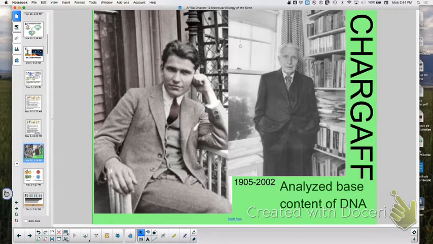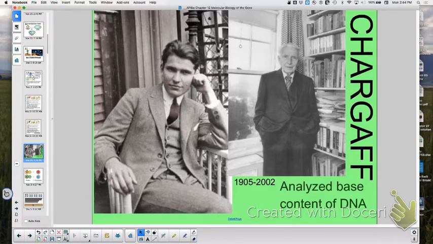Anybody want to offer? Yeah. And no matter what species, the A's and T's are always equal, and the G's and C's are always equal? Yes. But, go ahead. Proportions of A's and T's versus G's and C's are different for each species. Yeah. That's perfect. That's exactly what Chargaff shows.